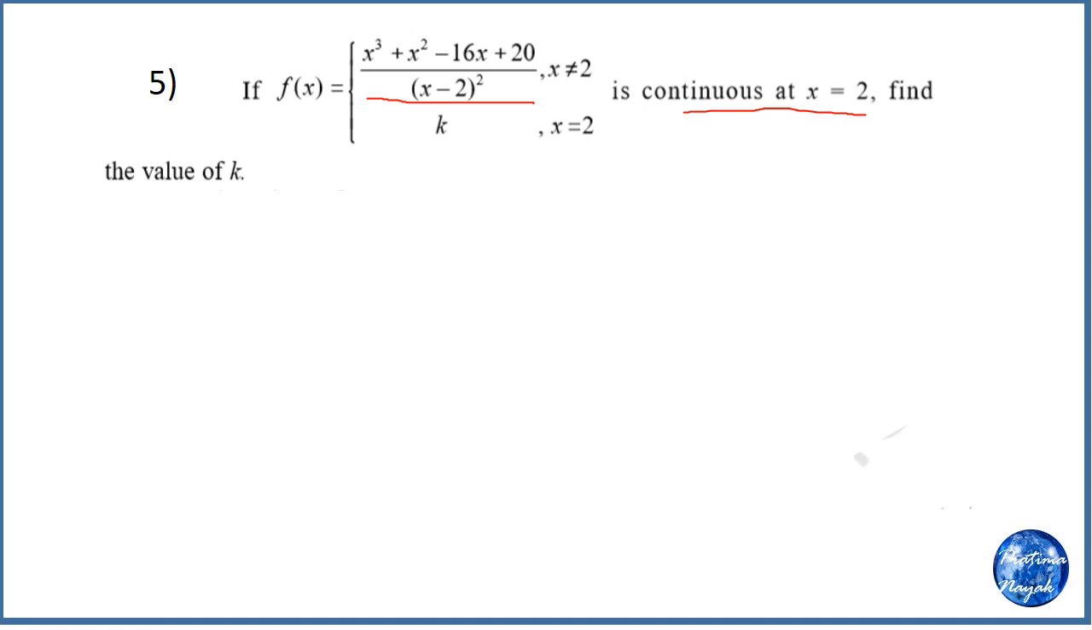Question number 5. f of x is equal to, a big function is given. It is x cube plus x square minus 16x plus 20 by x minus 2 whole square, and it is k here when x is equal to 2, and this is not equal to 2, and it is given to be continuous. Find the value of k. In the similar way you will go, only you have to find the limit.